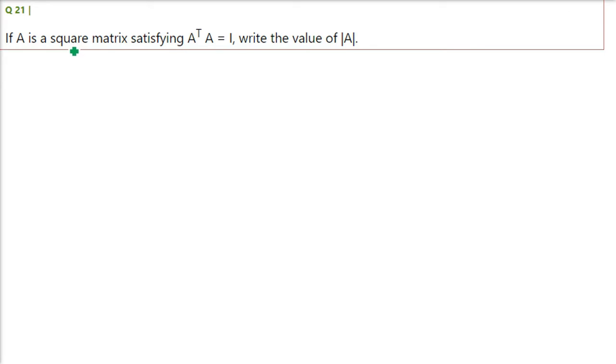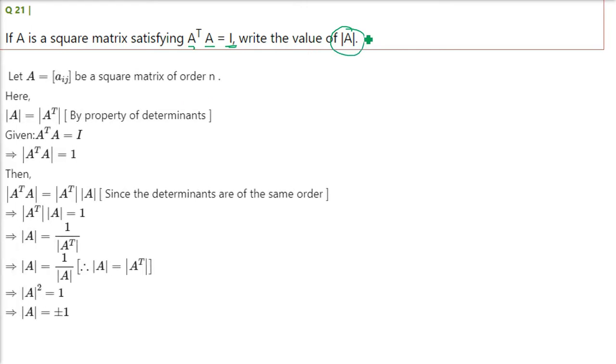If A is a square matrix satisfying A transpose A equals identity matrix, write the value of the determinant of A. Please remember, if you find the determinant of a matrix, and you take the transpose of that matrix and take the determinant, they won't change. They won't change. So I'll show you step by step how we are going to get this value.